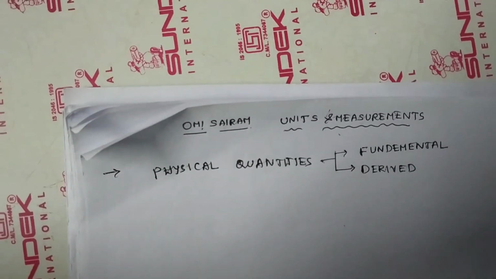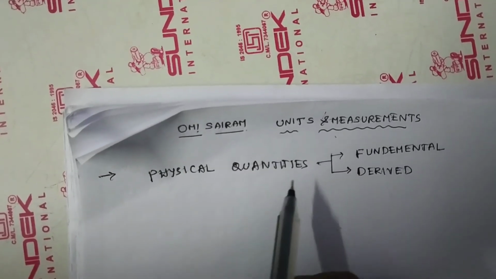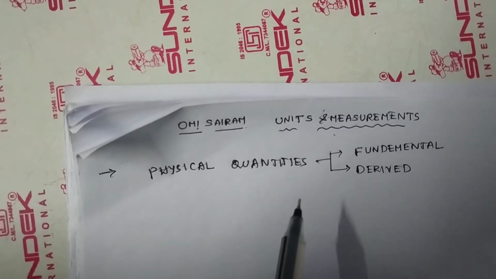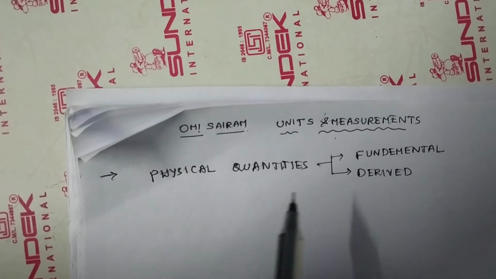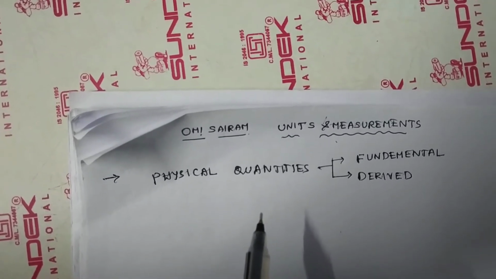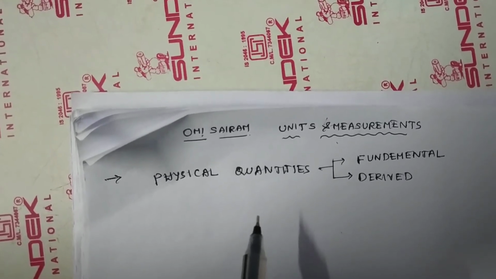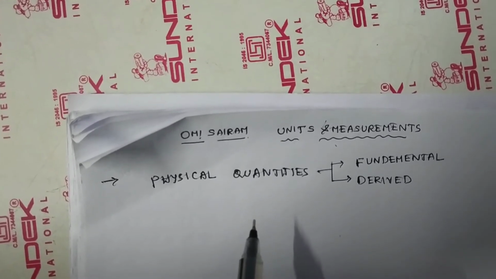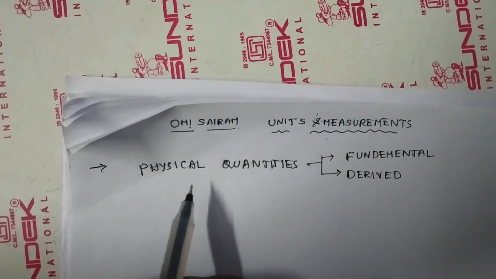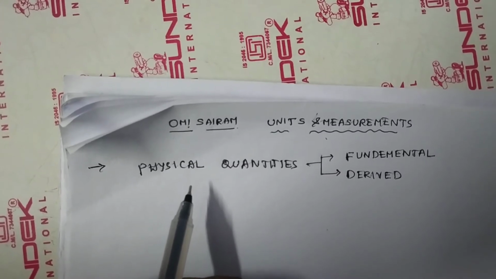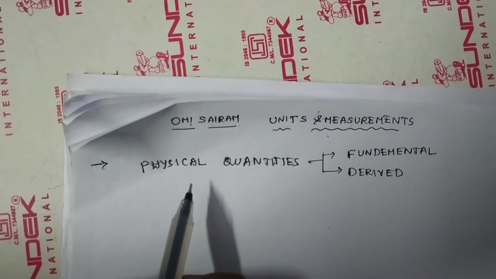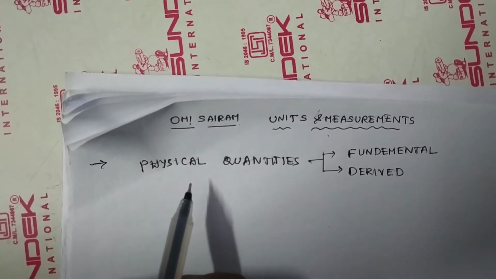Now I am using the paper. What is the paper's shape? It is a rectangle or square. What is the rectangle's area? For example, 4 into 5, 20 centimeter square. 20 is the number and centimeter square is the unit. What is the weight of this paper? For example, this is 1/4 kg. 1/4 is the number and kg is the unit.